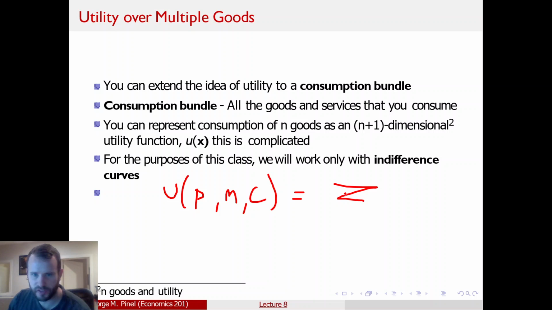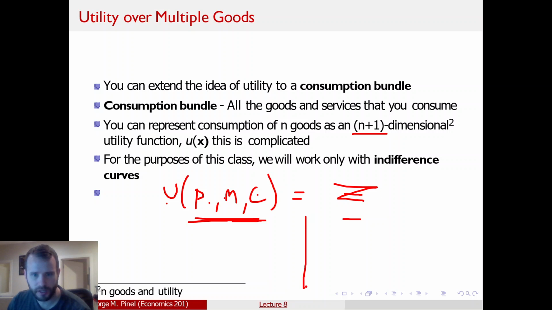Let's call it Z. Okay. So this is your consumption bundle right here. Your pizza, mozzarella sticks, and chicken fingers, the combination that you eat, that you consume of them. And this is your utility. So I say consumption bundle is an n+1 dimensional utility function, right? So this is the utility function. Your utility of P, M, and C, pizza, mozzarella sticks, and chicken fingers, is equal to some number.